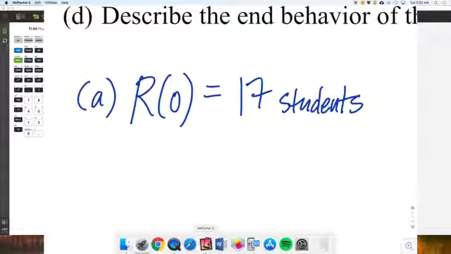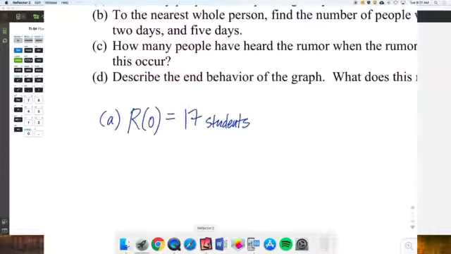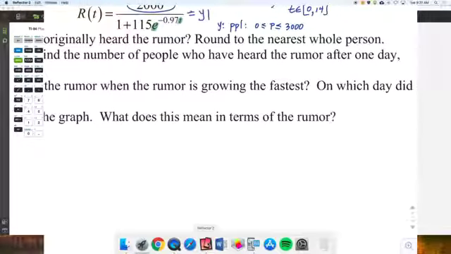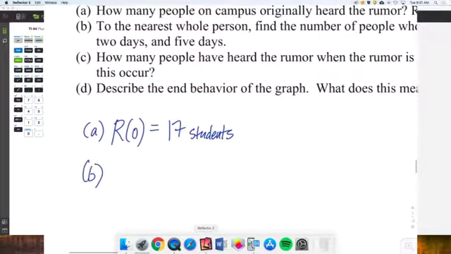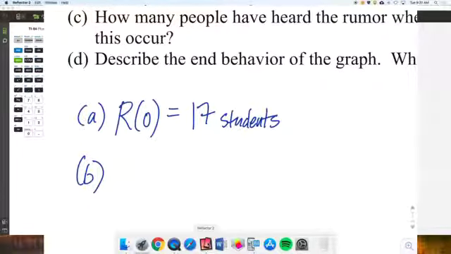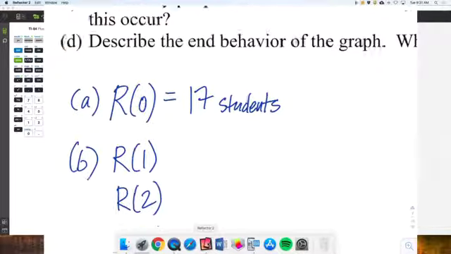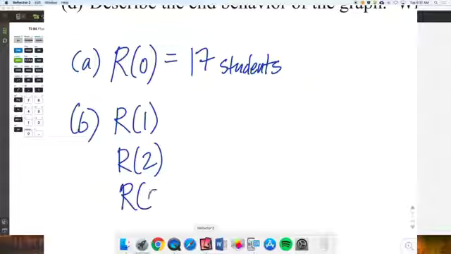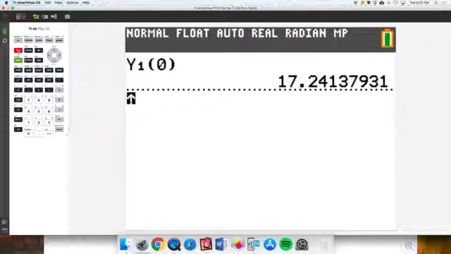Got it? So the 3 started the rumor, but at time 0, when the rumor really got going, there were actually more people involved, 14 others, co-conspirators. Part B, to the nearest whole person again, find the number of people who have heard the rumor after 1 day, 2 days, and 5 days. After 1 day, after 2 days, and after 5 days. Are we going to do this any differently than what we just did? No, okay? So I'm just going to keep doing it from the home screen.